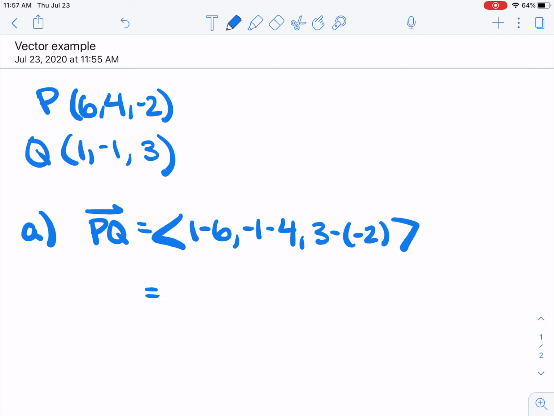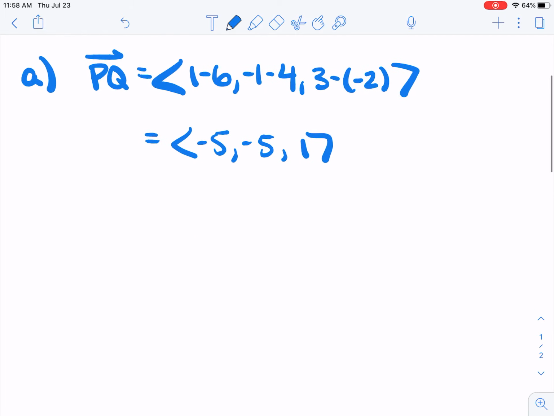So that vector is going to be minus 5, 1. So there's our vector. You can think of that as starting at the origin and going to the point minus 5, 1. Or you can think of it as starting at the point 6, 4, minus 2 and going to the point Q. Right? Either way you think of it, those are equivalent vectors, and either way is okay. So that's the answer to A.